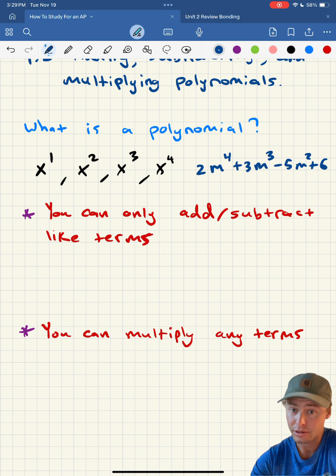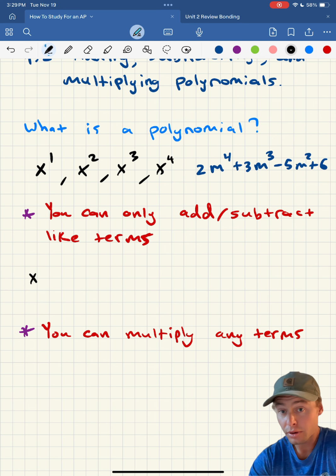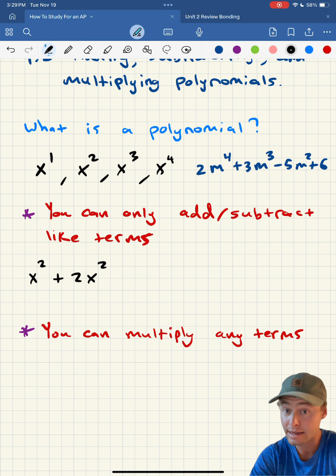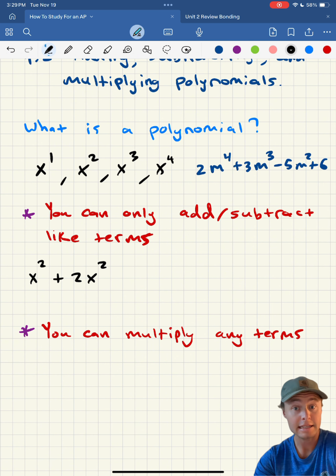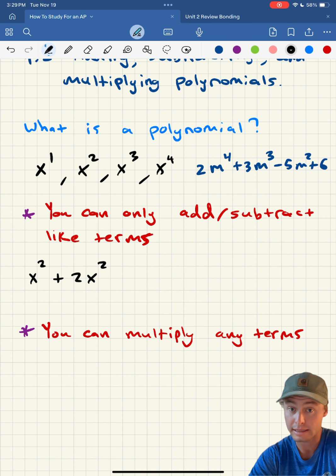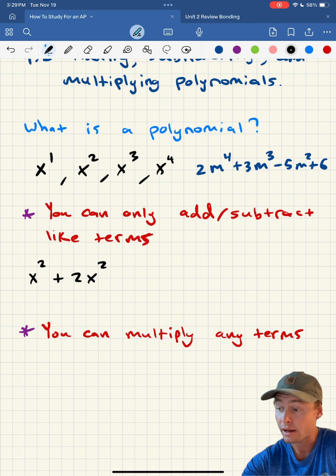Okay, so what's a like term? A like term is when both the variable and the exponent are the same. Okay, so I can add x squared and 2x squared because the variable x and the exponent 2 are both the same. Now, what is not a like term?